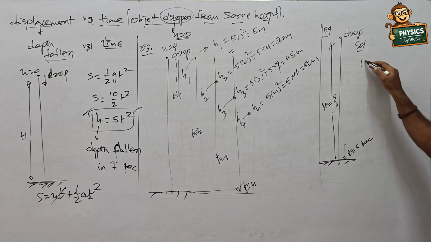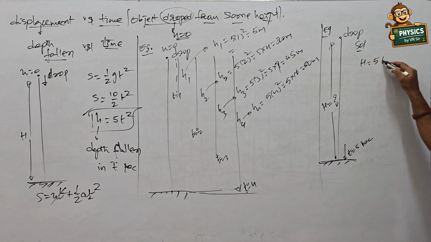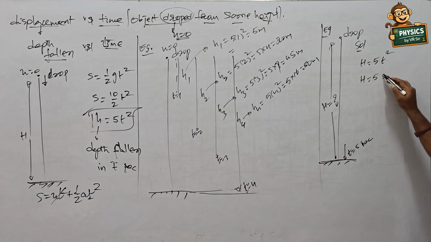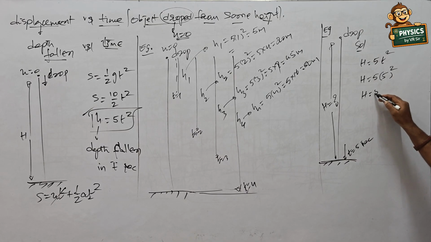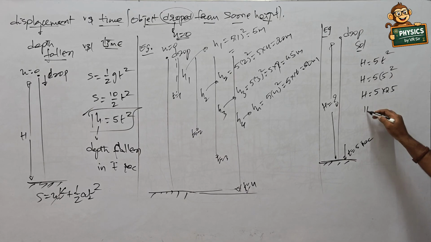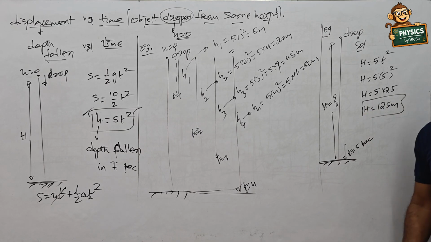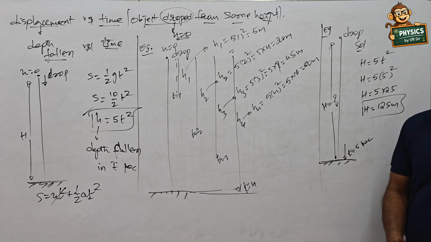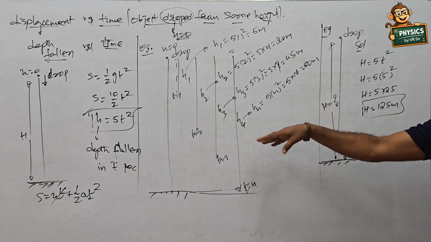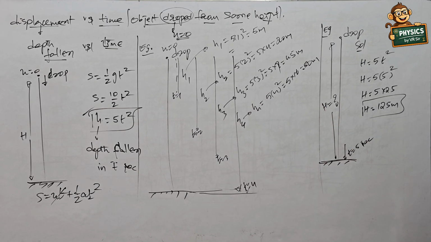Tell me. h is equivalent to 5t square. So h is equivalent to 5 into 5 square. So h is equivalent to 5 into 25. So h is equivalent to 125 meters. Based on this, if we are asked how much depth it falls in a particular time, now we can answer this question, isn't it?